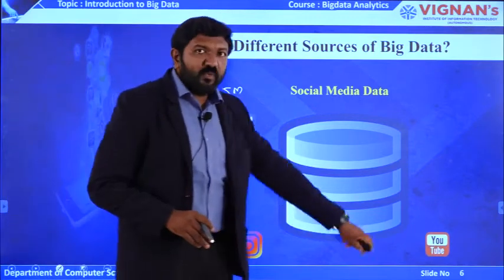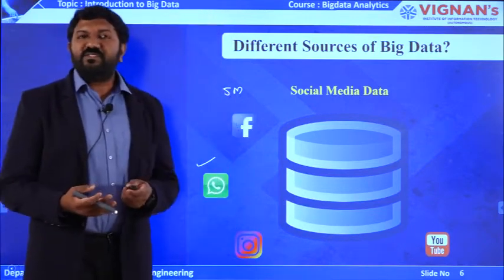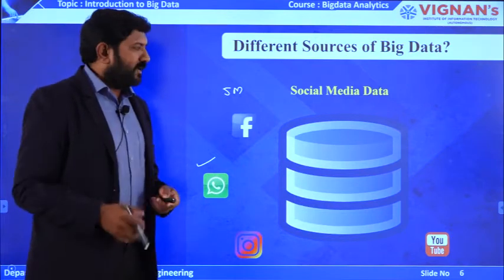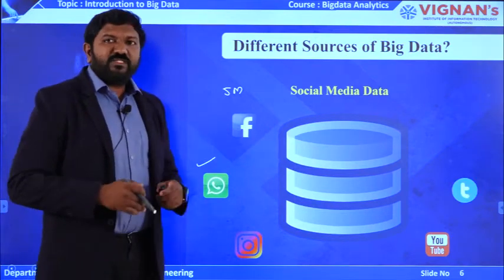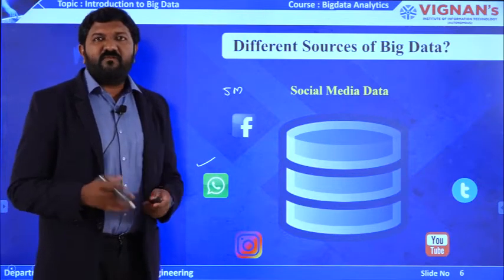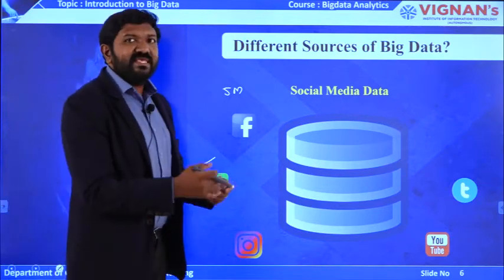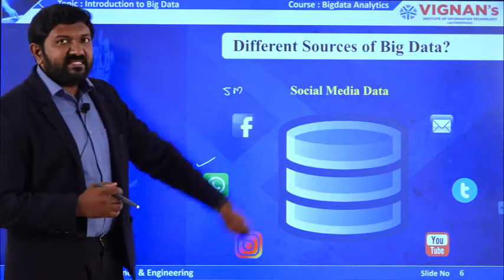The next one would be YouTube, where every user is watching different videos, starting from his day. The next one would be Twitter, where lots of tweets will be placed from different people from different parts of the globe, which will be millions in count. The last one would be mails.